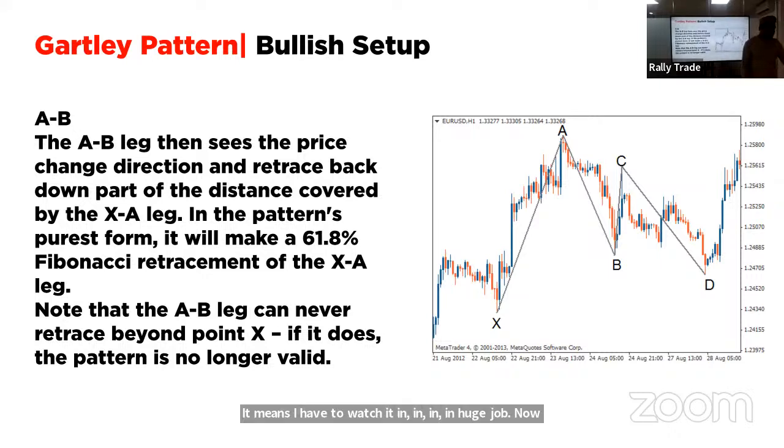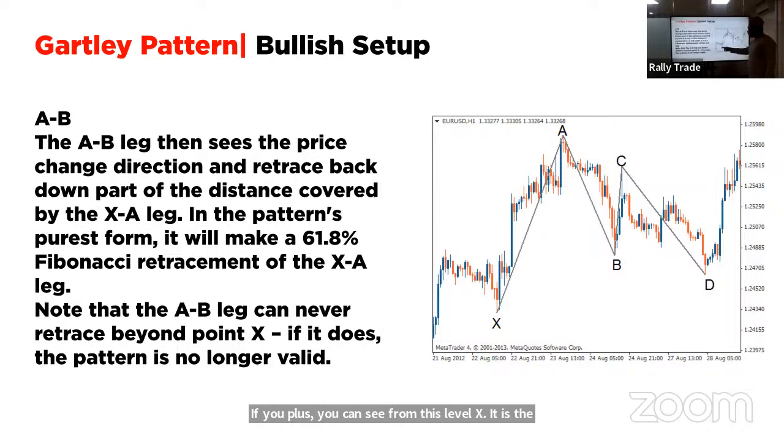The AB leg then sees the price change direction, and of course, that's to C. In its purest form, this particular pattern should make about a 61.8 Fibonacci retracement at around B.